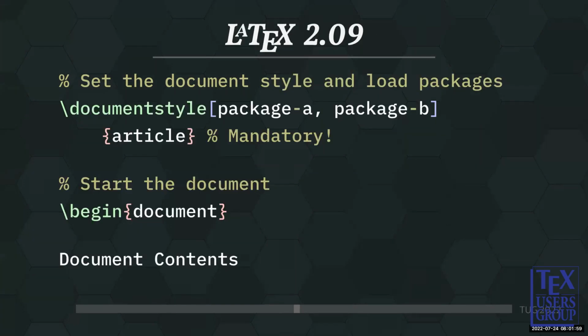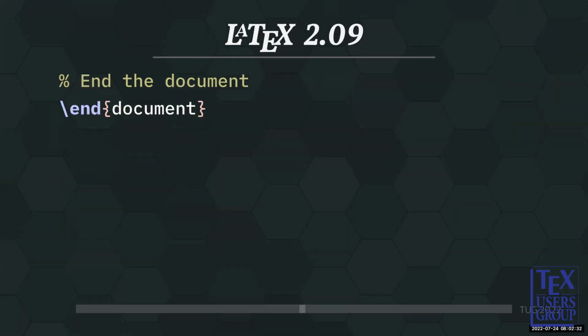Now, with a bit more structure is LaTeX 2.09. So again, this is obsolete, so don't do this, but it still works. To load packages, you use optional arguments of the document style argument, and of course you set the document style with the document style command. And this is mandatory in LaTeX. You can't just start typing like with plain, you need to choose something. Also unlike plain, you need to explicitly begin the document with the aptly named begin document. Other than that, you just type the document contents, and then you end the document.